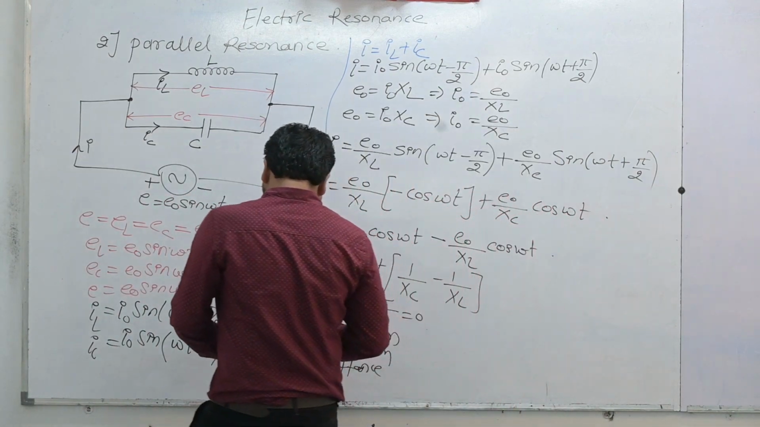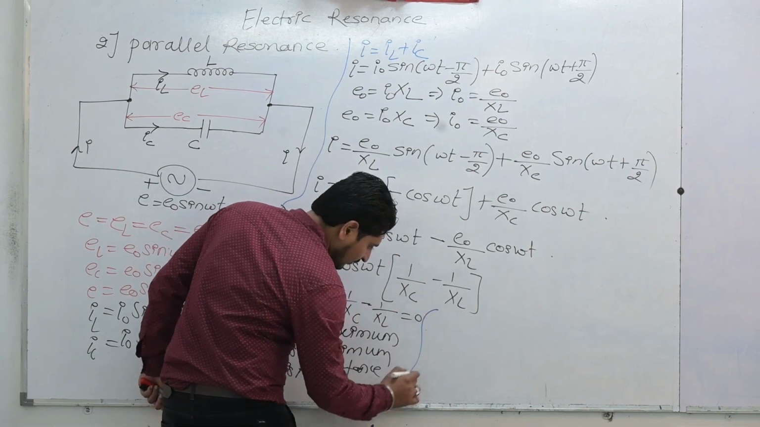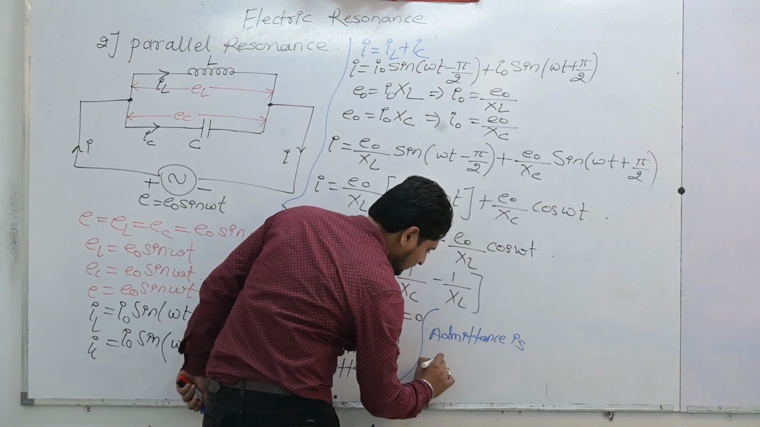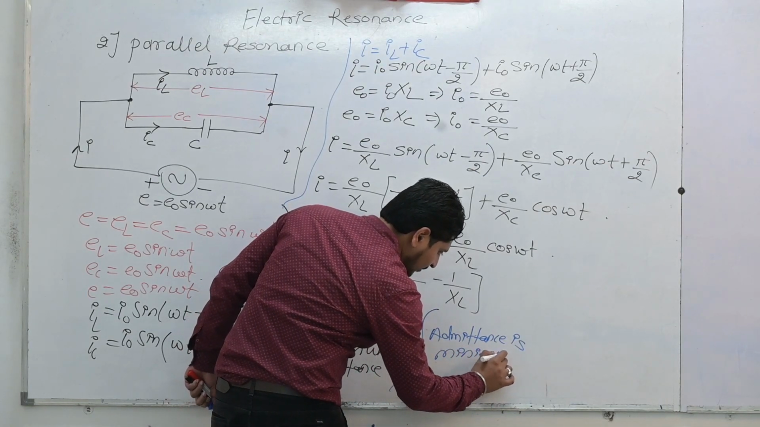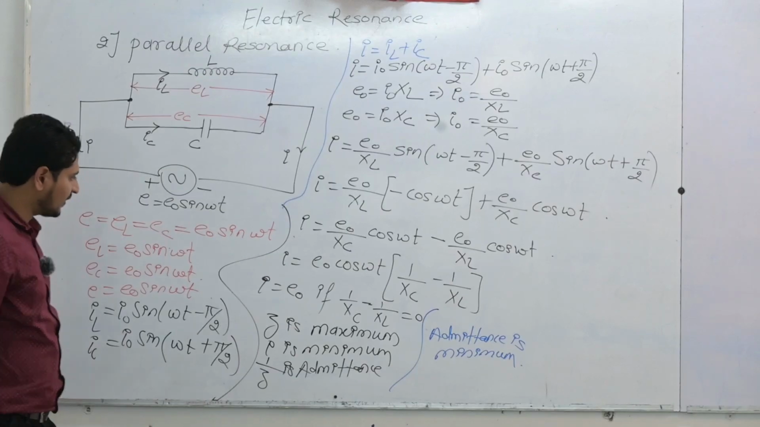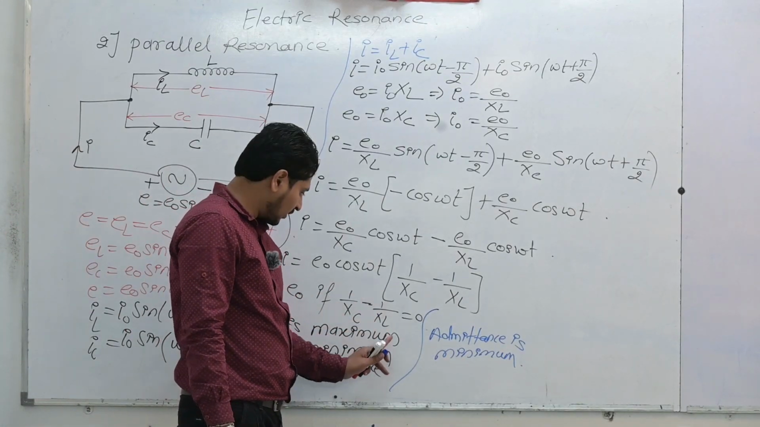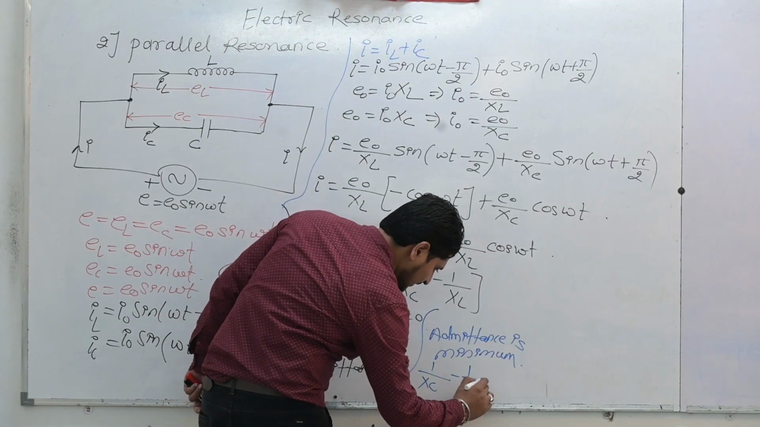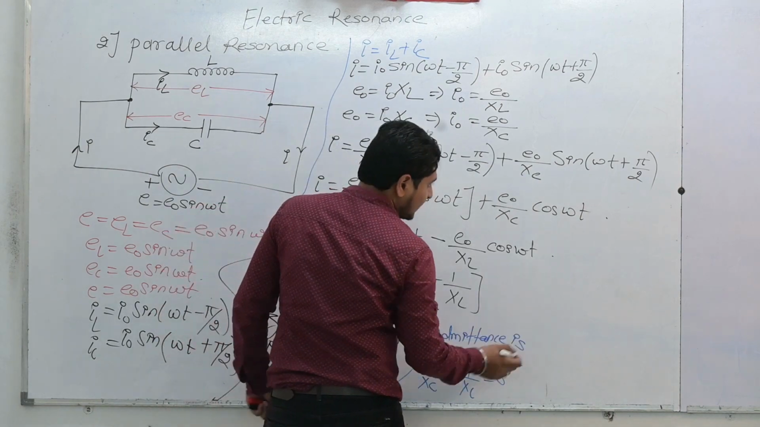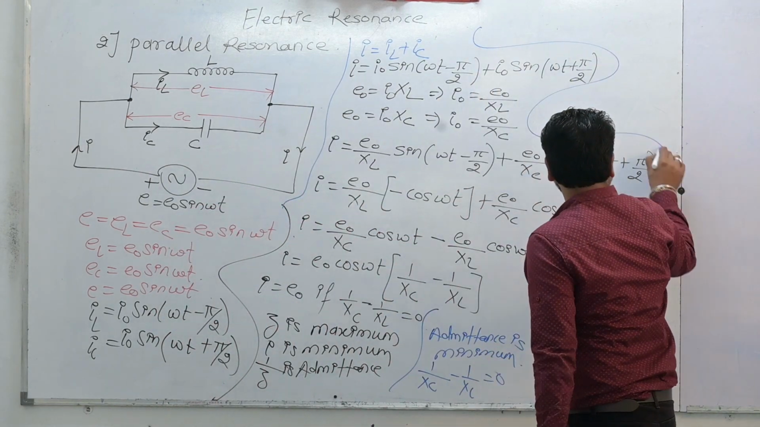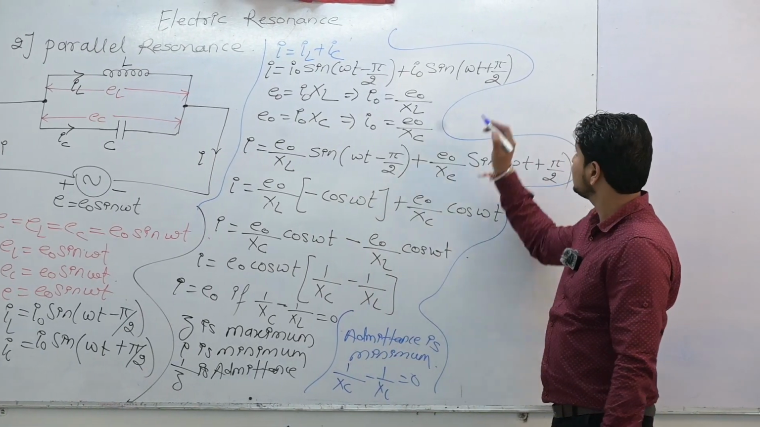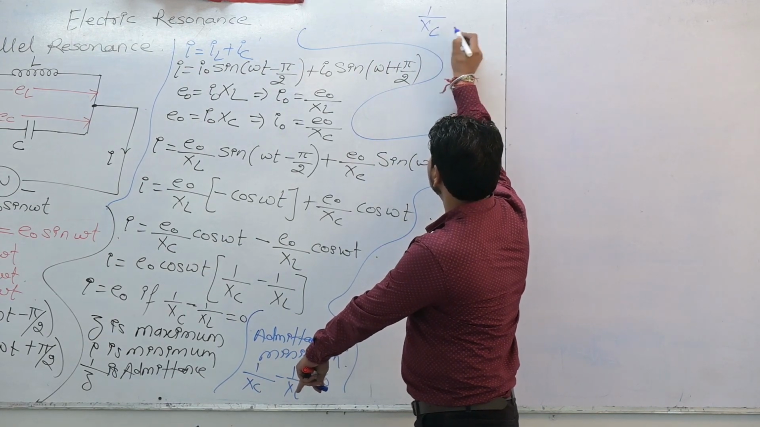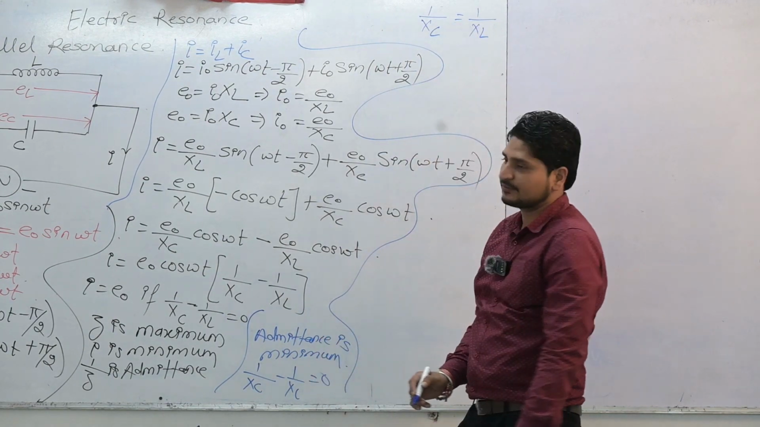So what will your admittance be from here? Minimum. So the admittance is minimum. And resonance occurs only when we put 1 upon XC minus 1 upon XL is equal to 0. So again, when will resonance occur? From this relation, 1 upon XC minus 1 upon XL is equal to 0, so 1 upon XC is equal to 1 upon XL.